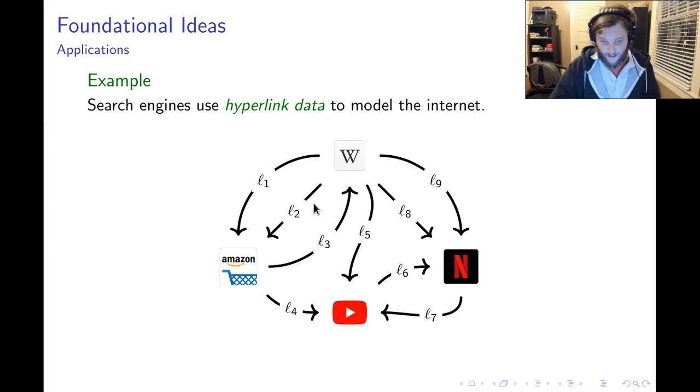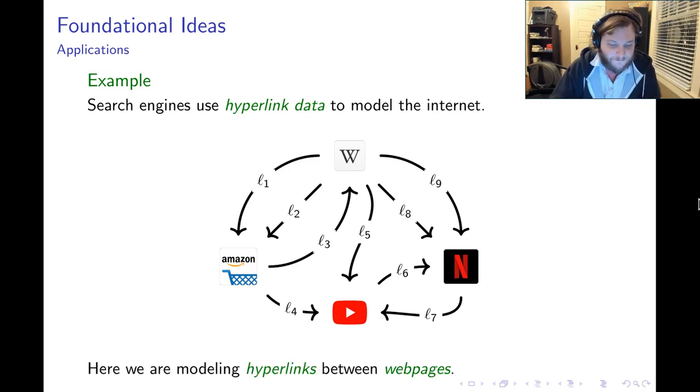Maybe L2 is another link from Wikipedia to Amazon. Maybe on Amazon, there's a link to Wikipedia. Maybe there's also a link to YouTube, and so on and so forth. Again, here I just have a small example to illustrate a much larger model. So here the idea is that we're modeling hyperlinks between web pages.